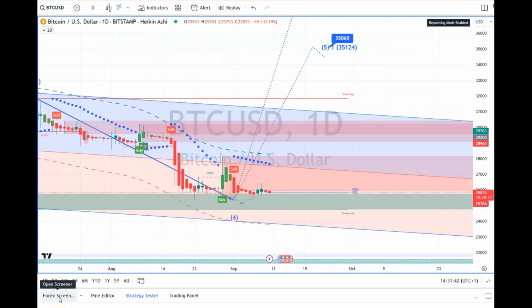Bitcoin has to make its mind up, doesn't it? It's not going anywhere very quickly at the moment. We have a very strong baseline formation, which usually indicates a very strong low, which indicates that the price is going to explode to the upside. Target 35,000.